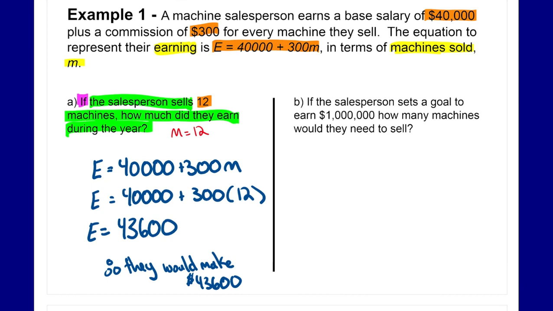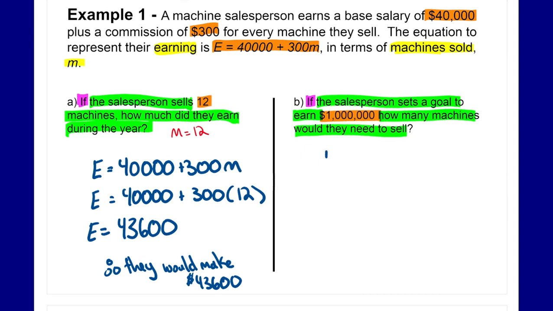For B, it's going to be the same idea. I do see an alert word. I have "if." I do see a number, 1 million. And the question says, how many machines would they sell? We could say, if they earn, because it's all one long sentence. So if a salesperson sets a goal to earn $1 million, how many machines would they sell? So I'm looking for M.